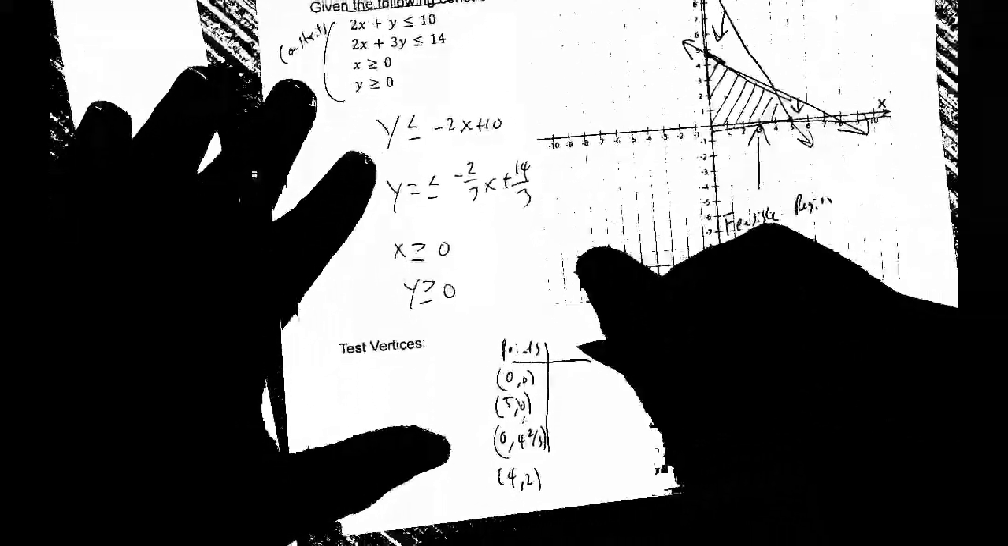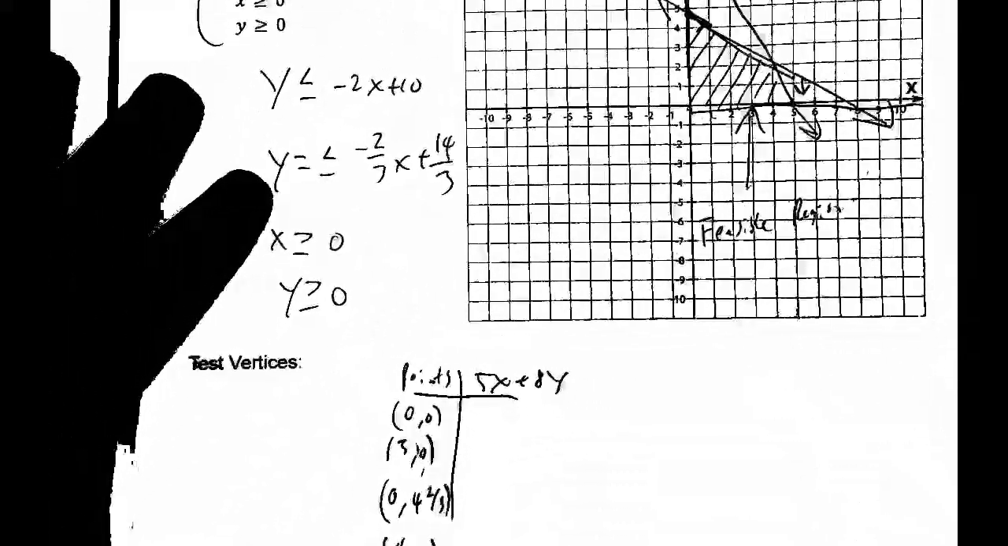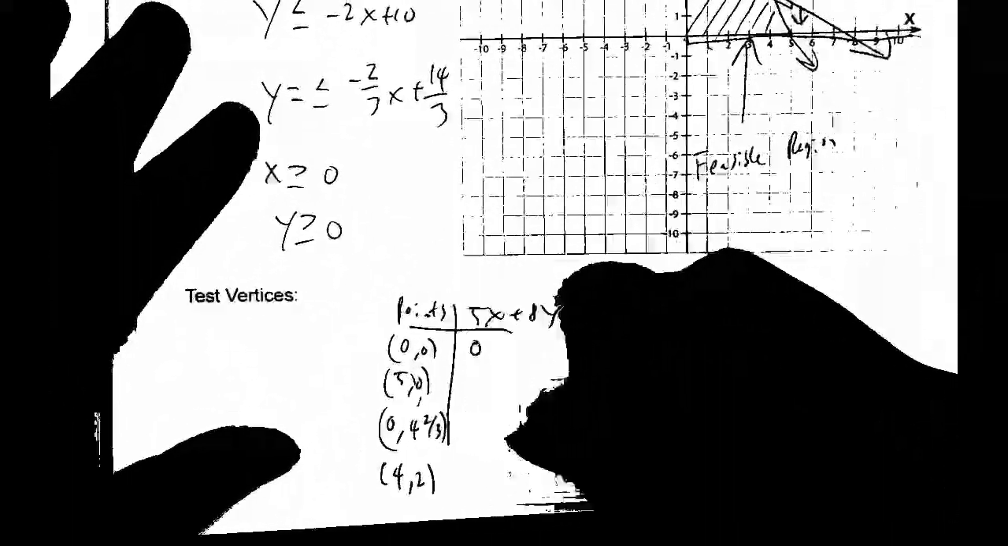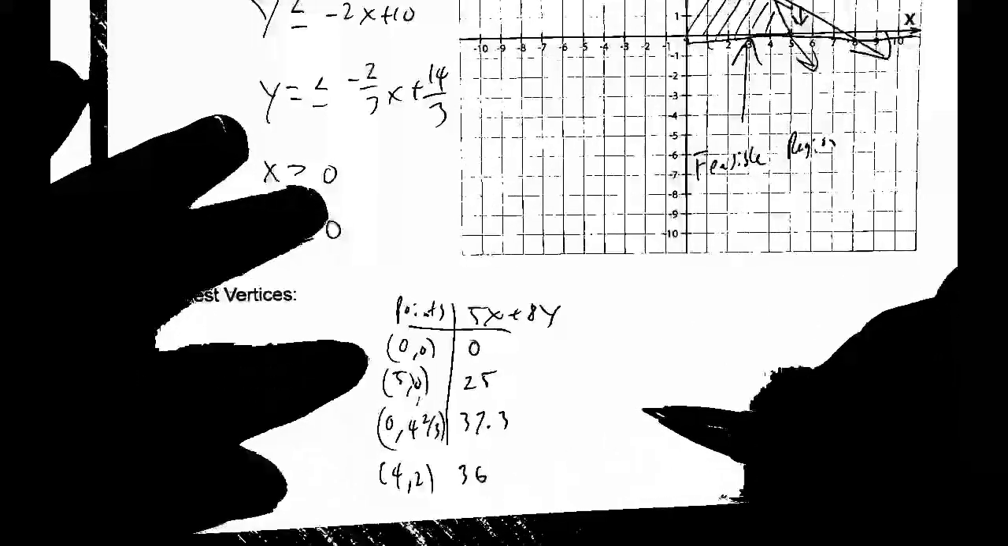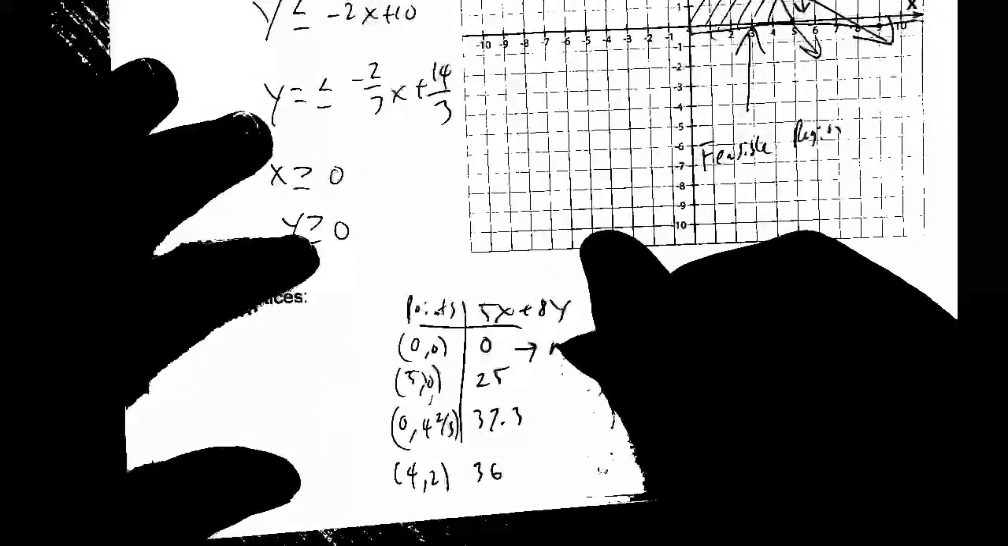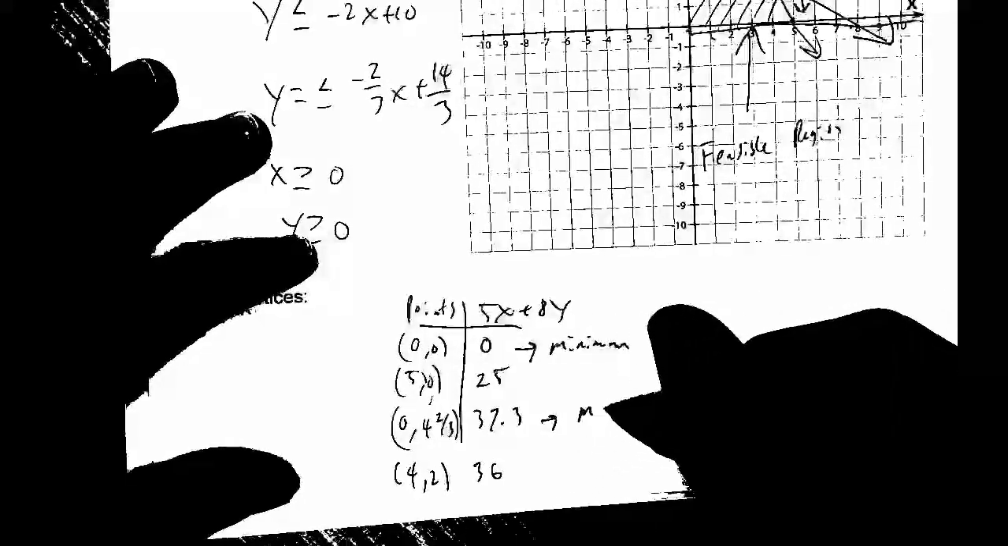So again, when we plug them back into the objective equation up here, 5x plus 8y. Well, when 0 and 0 go into that, you're just going to get 0. That's probably going to be our minimum. For 5 and 0, we're just going to get 25. For 0 and 4 and 2/3, you're going to get 37.3. And for 4 and 2, you're going to get 36. So it would say that (0, 0) would be our minimum, and then (0, 4 and 2/3) would be our maximum.